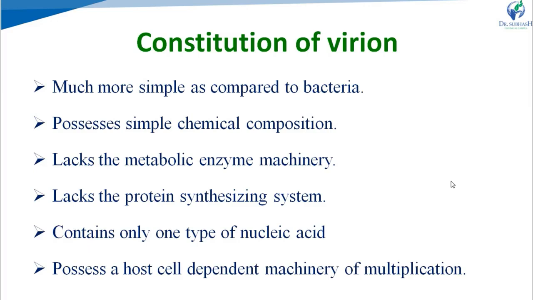Right? These points indicate that the virus does not have its own machinery or enzyme system useful for the synthesis of its nucleic acid as well as protein, right? So it uses the machinery of the host cell, right? For the multiplication.